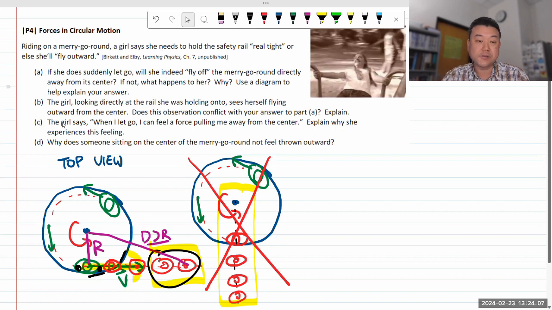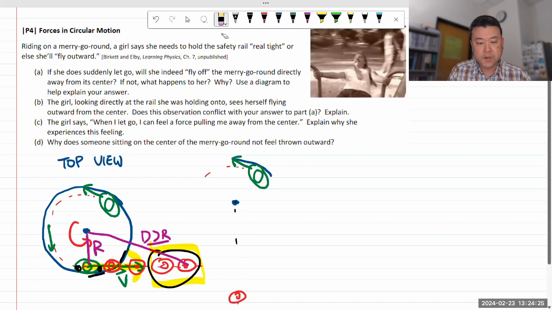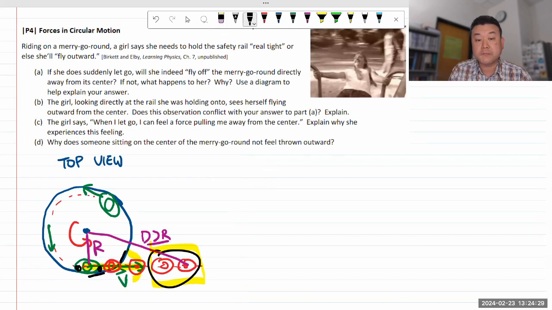So in C, the girl says, "When I let go, I can feel a force pulling me away from the center." And I think this is a kind of thing to make sure that you pause, think about it, and address it. Because this is what she's saying. So, if you think there's a force, you can draw a free body diagram. So let's imagine drawing a free body diagram of the girl in this position. And let's draw it from the top view.